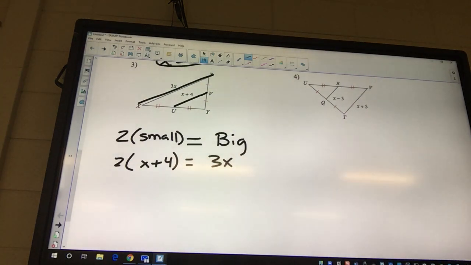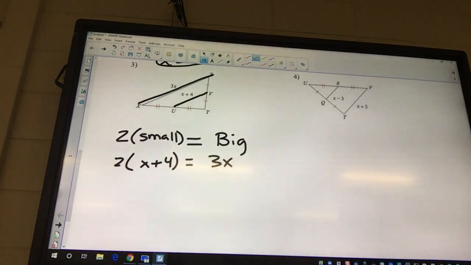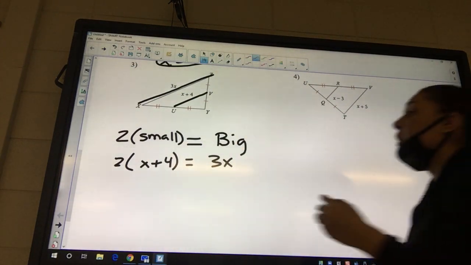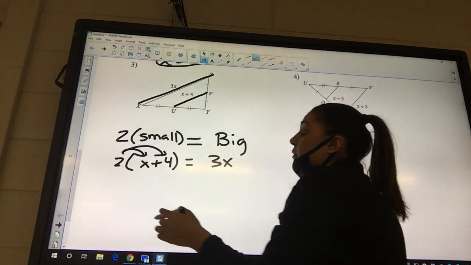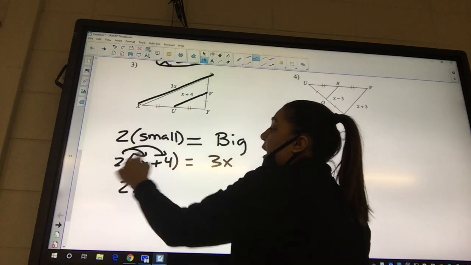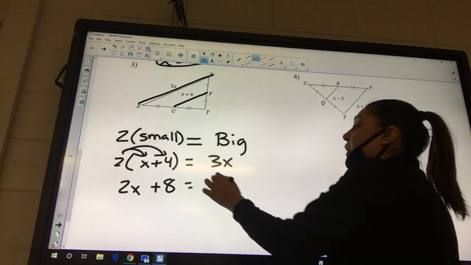Okay, our next step always is going to be to distribute. Okay, we got 2 parentheses, x plus 4 close parentheses. So I need to distribute this 2 to each piece. So what is 2 times x? 2x. 2 times 4? 8. And then the other side, we have not changed anything yet.